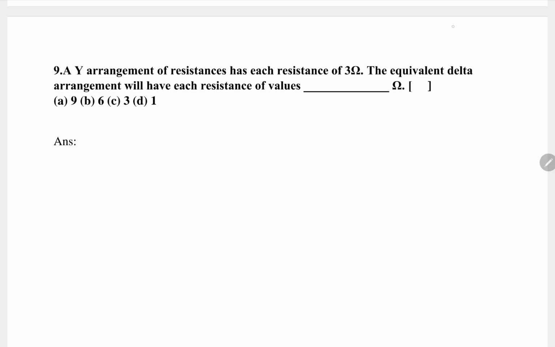Next, ninth question. A star arrangement of resistances, each resistance of 3 ohm. What connection is this? Star connection. And the equivalent delta arrangement will be what? When we are working with circuits, we may be required to convert a star type of circuit into a delta type of circuit, or delta type into star type. Let us say this is the star network.